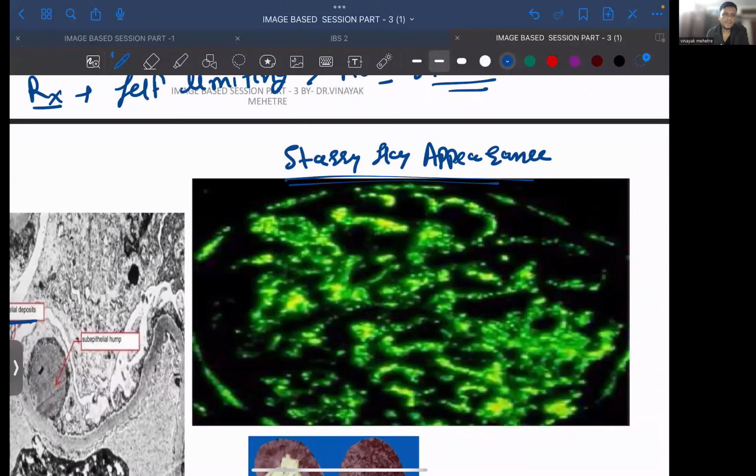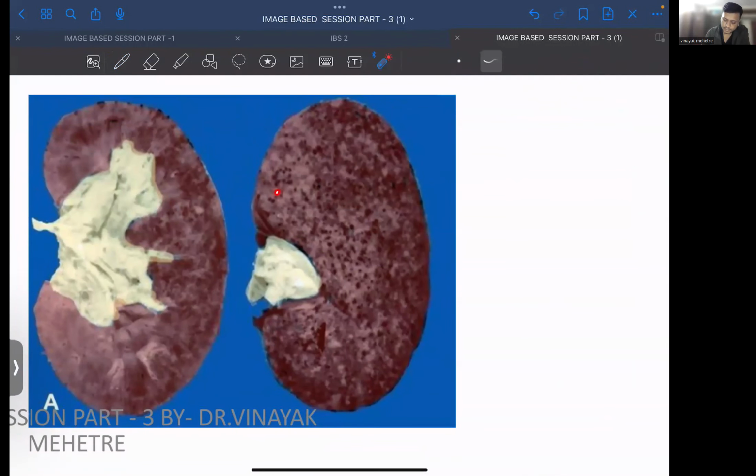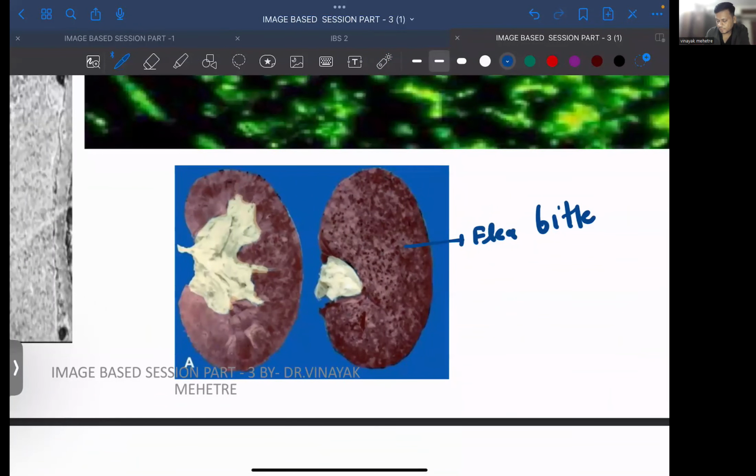Starry sky appearance, right? And if we take out that kidney, what is the name given by the pathologist? If we take out this kidney and take a look, it looks like someone has bitten it. It seems like someone came and ate it a little bit. This is called as flea-bitten, not button, bitten. Flea-bitten kidney, correct. Okay, it looks like the flea has eaten the kidney. This is what we call flea-bitten kidney.